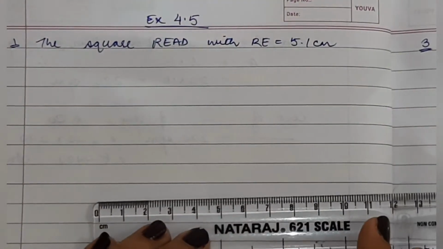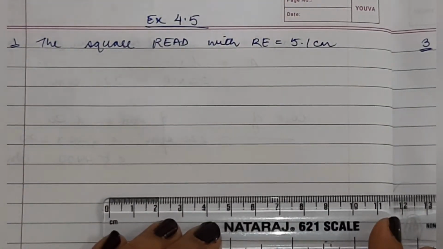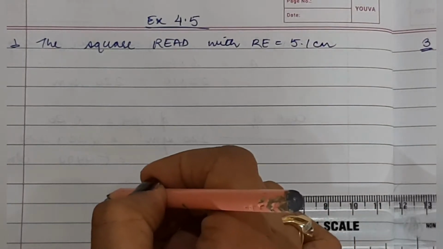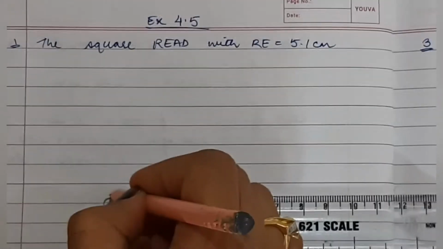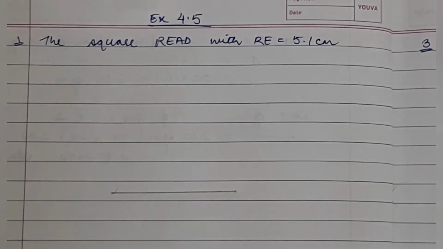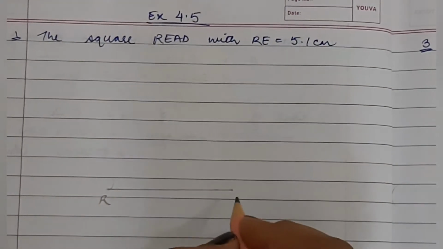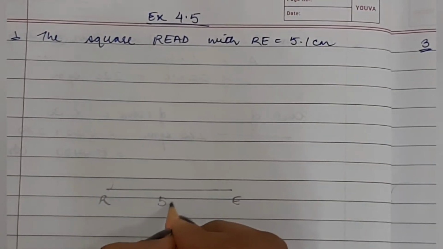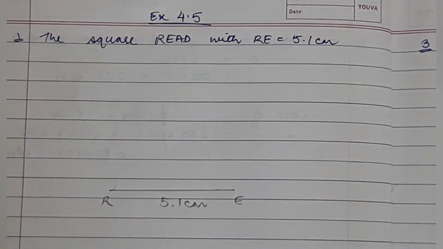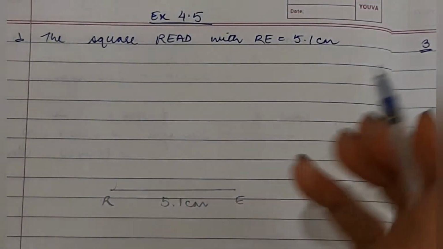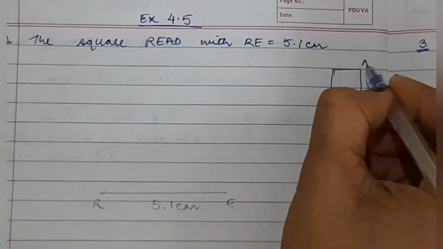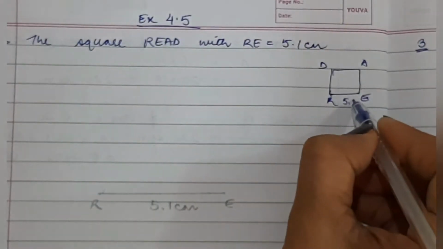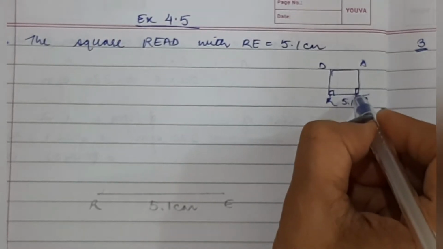Now let's draw the base side first, that is 5.1 centimeter. You have to be very cautious with this 0.1, because if your pencil is not pointed or if you are not cautious, you can make a mistake of 0.1 centimeter. So 5.1 centimeters. Now if you want, you can draw a rough figure of square. It will be like this, READ.